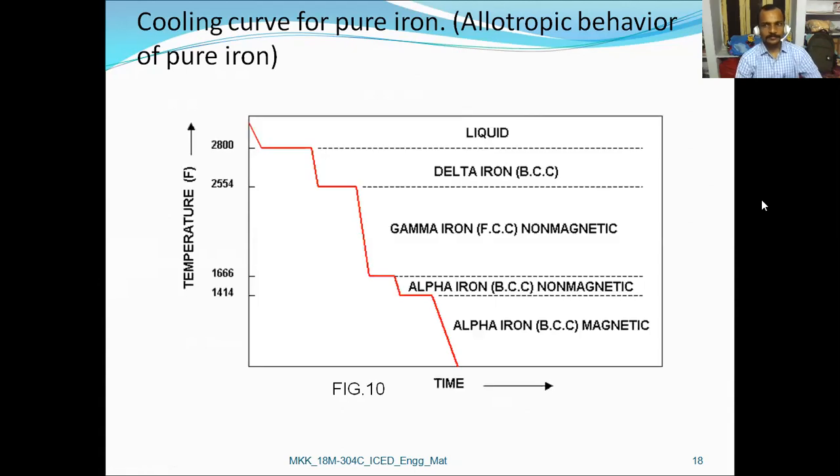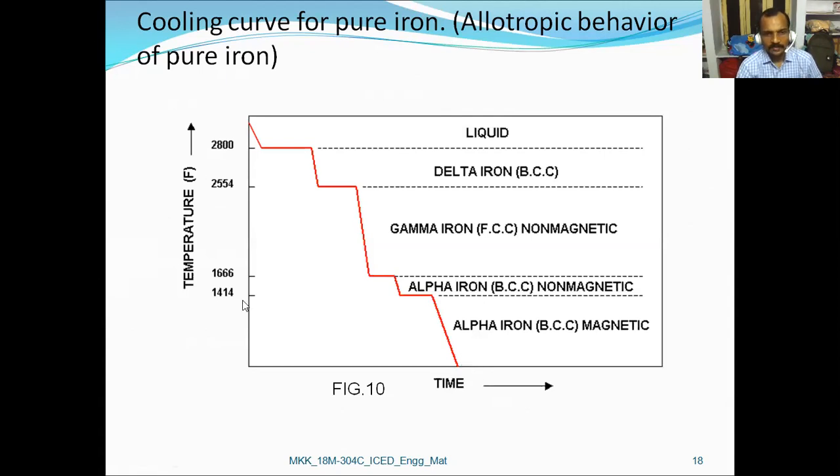So let us have a look over the graph plotted between temperature in Fahrenheit and the time. So here the temperatures are plotted as 1414, 1666, 2554, 2800.